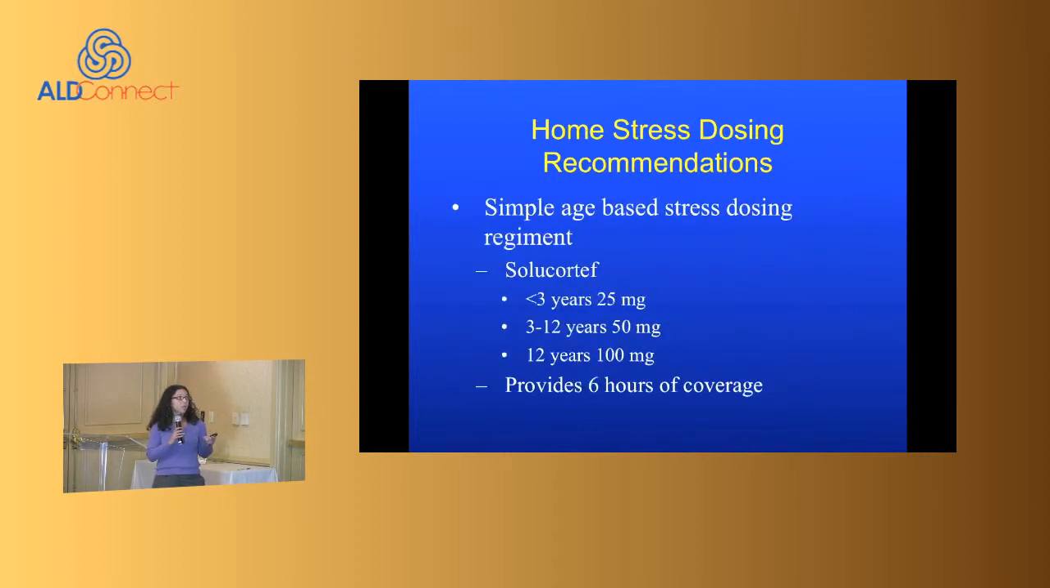A simple age-based recommendation for dosing for Solucortef is 25 milligrams for kids less than 3, 50 for age 3 to 12, and 100 for over 12. But again, this could be tailored by your endocrinologist. And again, it provides enough coverage to get you to the help you need.